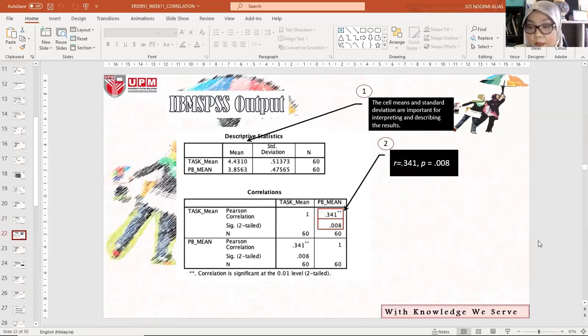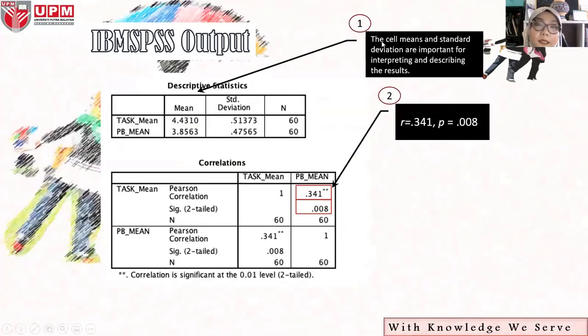Okay, so this is the result for our correlation. Mean and standard deviation are important for interpreting and describing the result. Before you report the correlation result, you need to present the mean and standard deviation for the individual variable first. That's why every time we rerun the mean and standard deviation analysis.